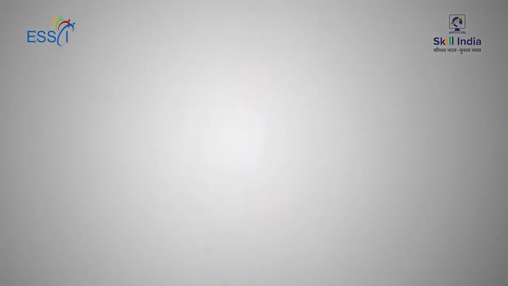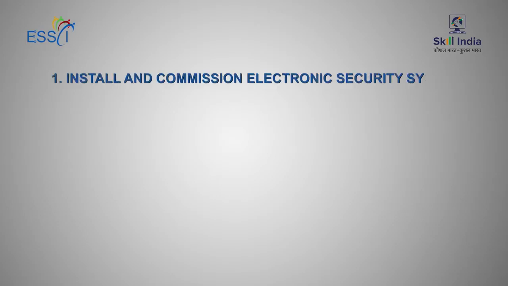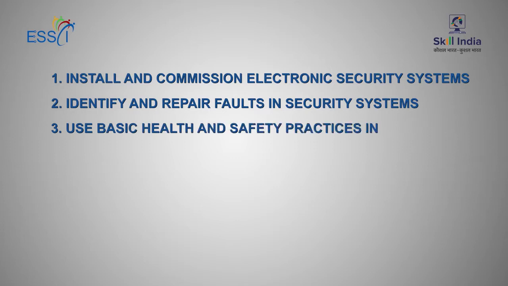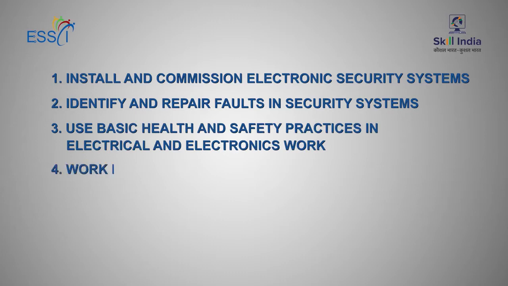In this video, we are going to talk about National Occupation Standards for Security System Installation Technician. There are 4 National Occupation Standards for Security System Installation Technician. They are: the first one is Install and Commission Electronic Security System. Second one is Identify and Repair Faults in Security System. Third one is Use basic health and safety practices in electrical and electronics work. Fourth one is Work efficiently in a team.